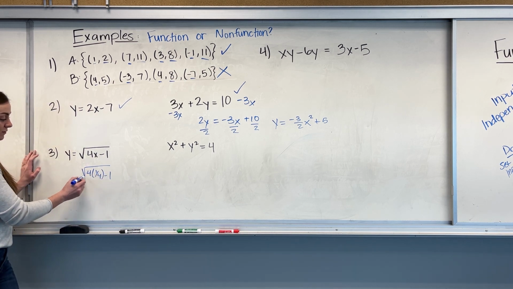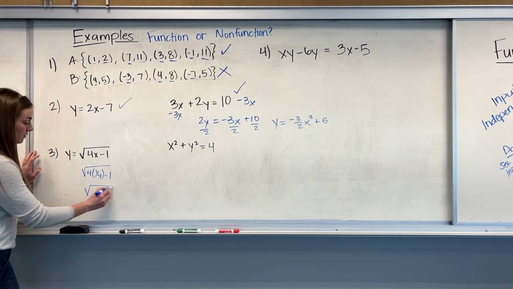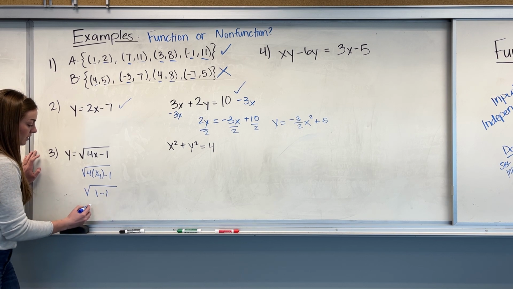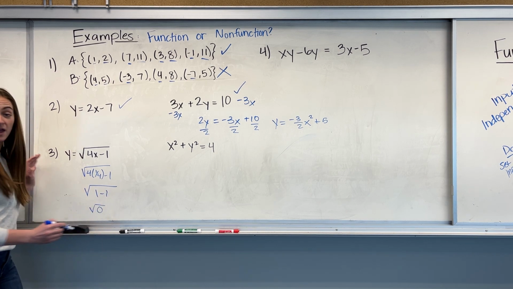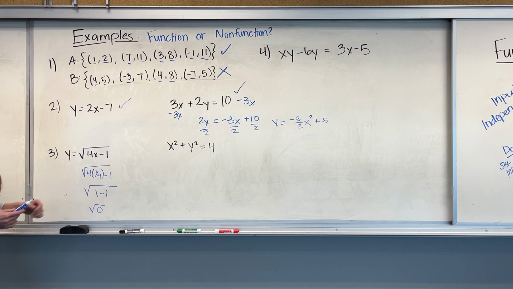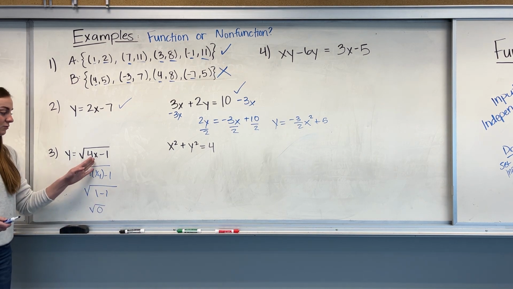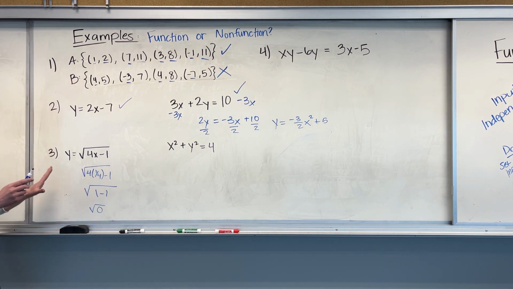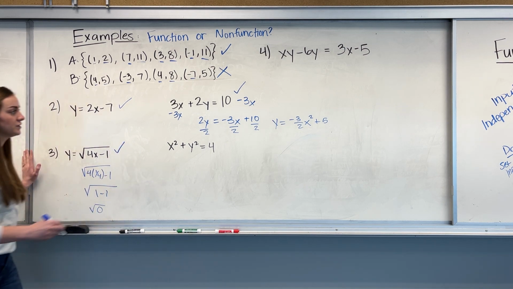So 4 times 1/4 is 1. So I have 1 minus 1, and that is the square root of 0. It's okay, you can take the square root of 0 and you just get 0 out. So we plugged in one number, we got one number out. So this one, also a function.